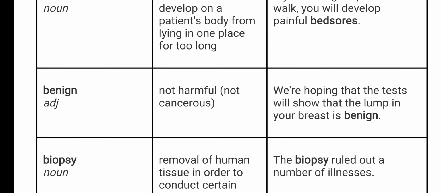Benign, it's a benign condition, meaning a condition that is not harmful, depending on the context, of course. Benign is usually used with the word cancer. May Allah subhanahu wa ta'ala protect all of you from cancers and all of us from cancers. Benign, as we said, is used mostly with cancers.